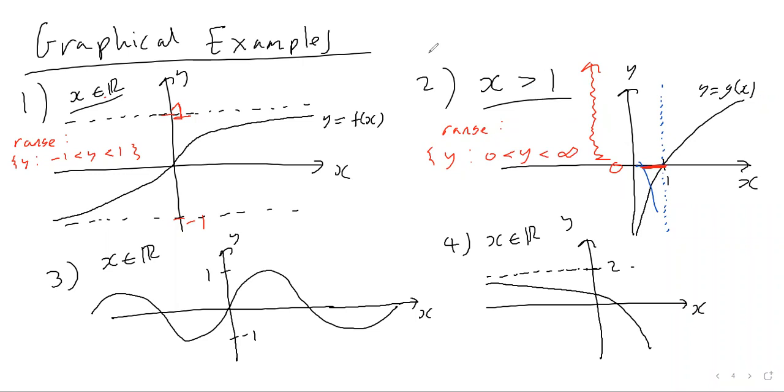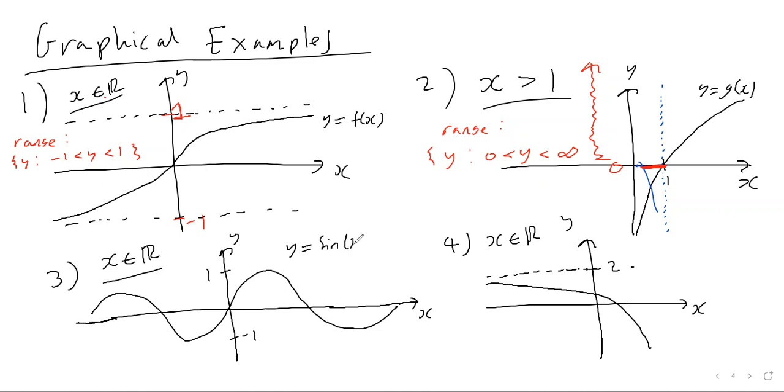Now, how about this one here? So we've got a function defined for a domain when x is a real number, so for every real number on the x-axis. I've designed it such that it's supposed to be a sine graph. So let's just say straight away that this is y equals sine x. Let's just write this in here. So y equals sine x.